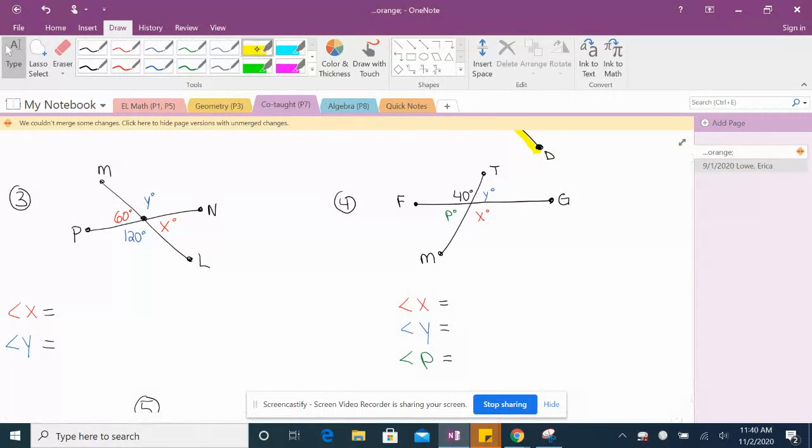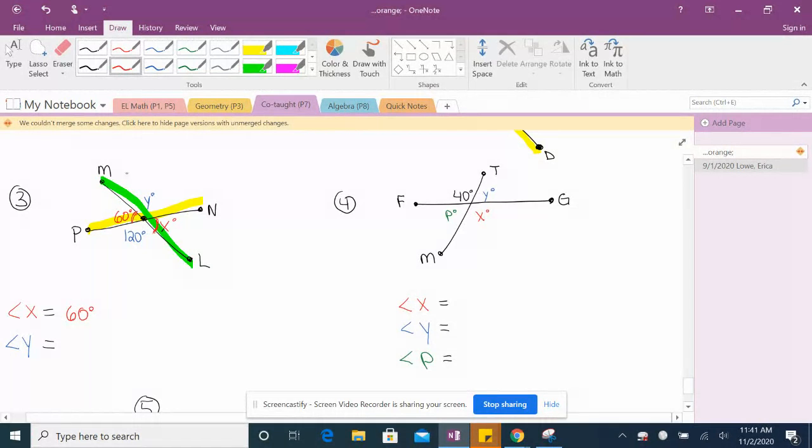Number 3. We have an X. Número 3. Tenemos una X. So, this angle is congruent to this angle. Entonces, esos ángulos son congruentes. If this is angle 60, then X is 60 degrees. Si este ángulo es 60 grados, entonces la medida de ángulo X tiene que ser 60 grados también, porque son congruentes.